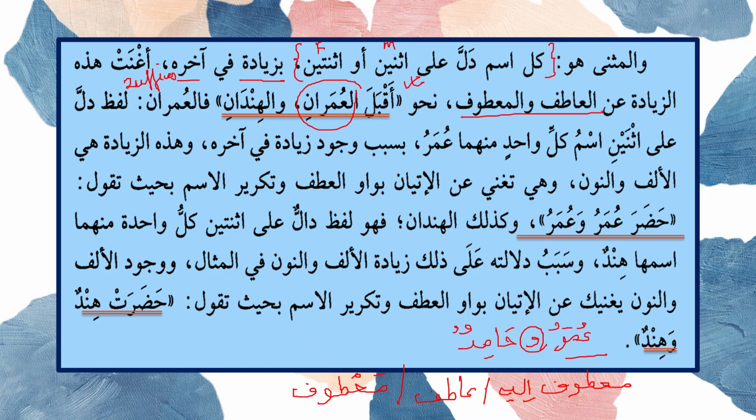So the dual here shows two. There are two people having the same name, and instead of using Omaru wa Omaru, we use Omaran. So that means if you use a dual, it will fulfill the work of the sentence by using atf and ma'tuf. So that's why they say it suffices. Aghnat atif wal ma'tuf means it suffices, it fulfills the structure of this sentence, harf atf and the ma'tuf.